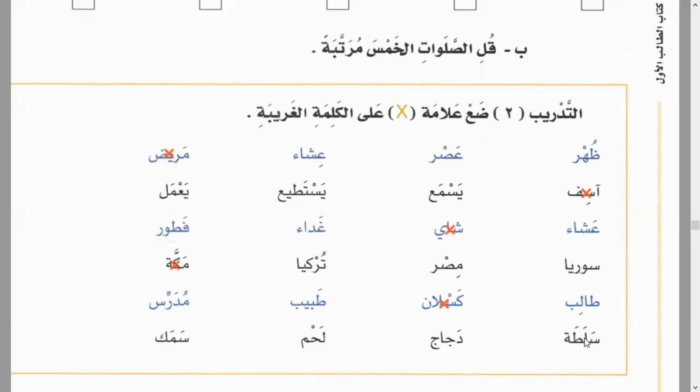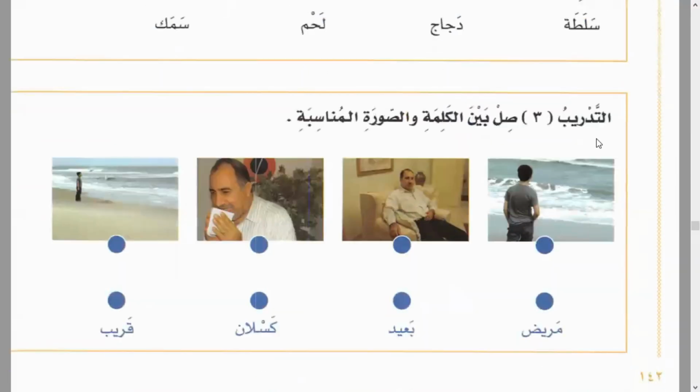Oh, veg and non-veg. This is the odd one out. Salad. These are all non-veg. I mean, the chicken and this is vegetarian. Inshallah. Just the odd one out. Sil bain al-kalimati wa surat al-munasiba.